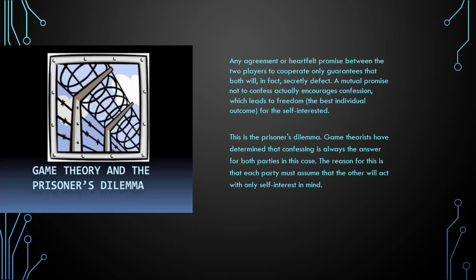Well, any agreement or heartfelt promise between the two players to cooperate only guarantees that both will in fact secretly defect. Mutual promise not to confess actually encourages confession, which leads to freedom, the best individual outcome for the self-interested. This is the prisoner's dilemma.